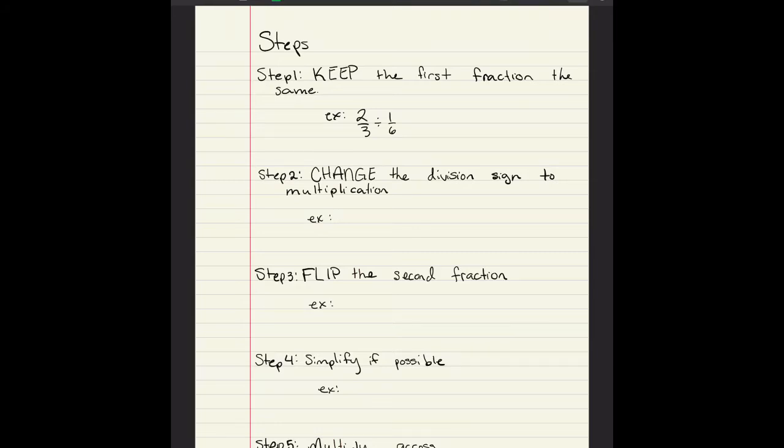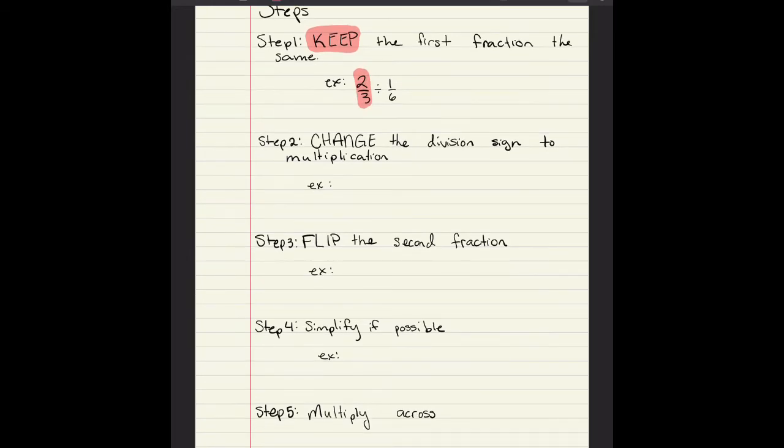All right, welcome to steps. So this is step 1, and it's to keep the first fraction the same. So our key word here is keep. Let's highlight it. Keep the fraction the same. So the first fraction here is 2/3. So 2/3 we will keep the same.